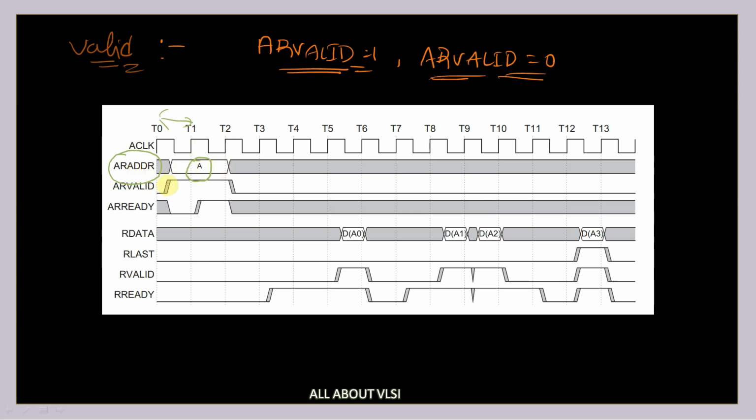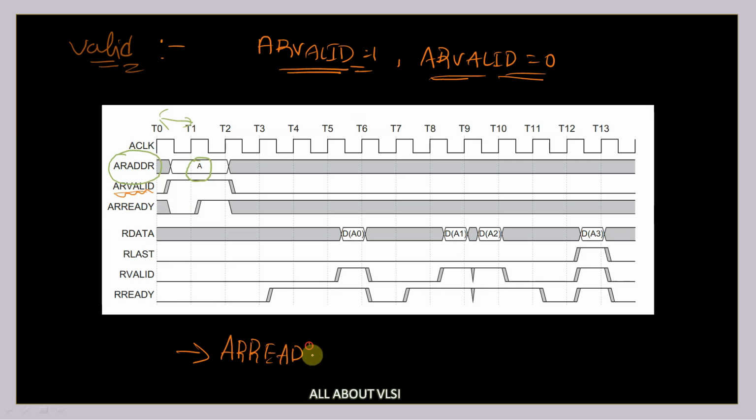So the master needs to make sure that the AR valid signal is made 1, so that the master confirms to the slave that it is sending valid information. Now after sending the address and control information, with AR valid made 1, the slave needs to respond to the master that it has successfully sampled the address and control information. How is the slave going to respond? It is going to respond using the signal known as AR ready.